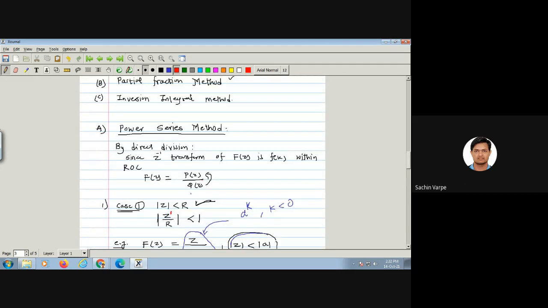Case 1, see here. Case 1 means if the ROC is mod z less than r, then we try to write something less than 1. So for that purpose, we divide both sides by r. So what will I get? Mod of z by r less than 1, right? So I'll try to write the given f of z in terms of z by r.